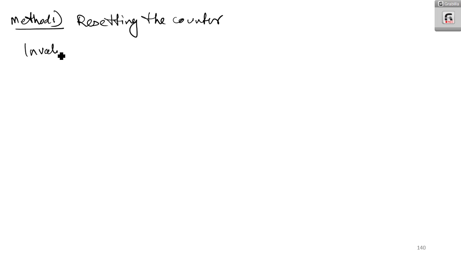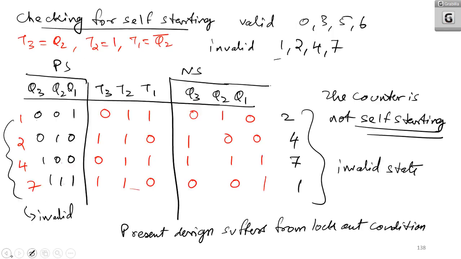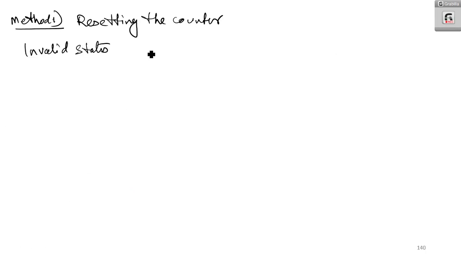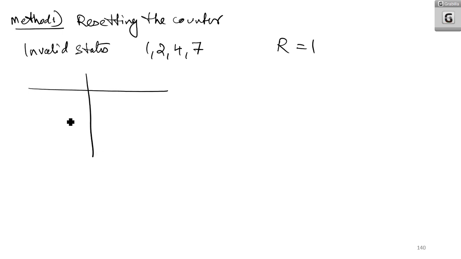What are the invalid states? Invalid states are 1, 2, 4 and 7. If these states are encountered, make reset as 1. So what are the states? That is Q3, Q2, Q1. We give a reset of 1. 1 means 0, 0, 1. 2 means 0, 1, 0. 4 means 1, 0, 0. 7 means 1, 1, 1. So in all these cases, make reset as 1.